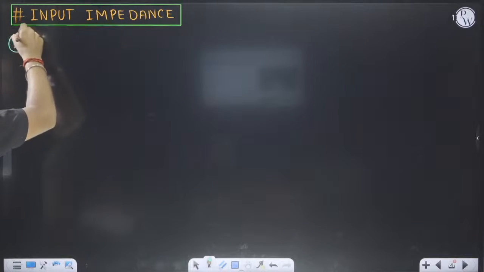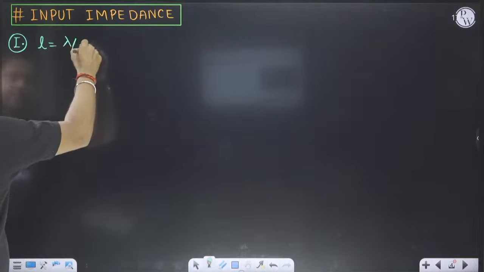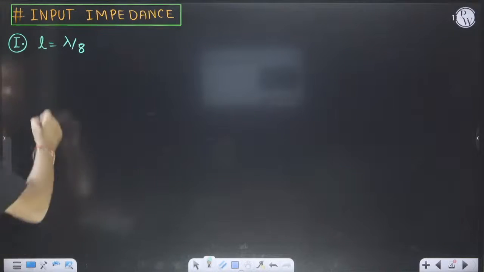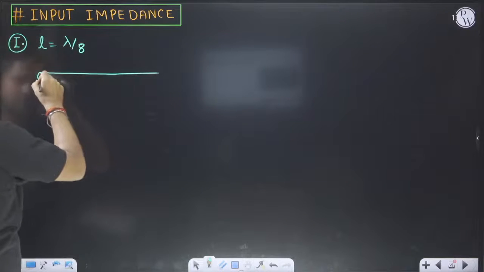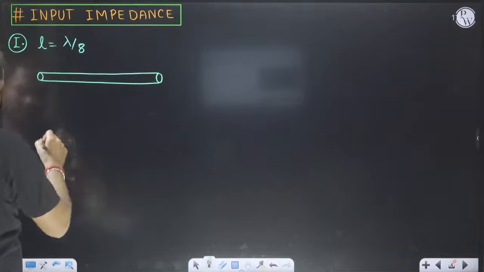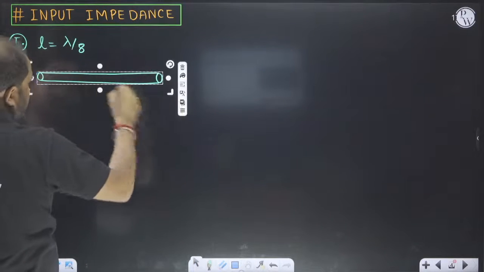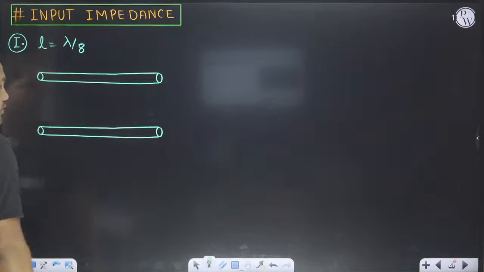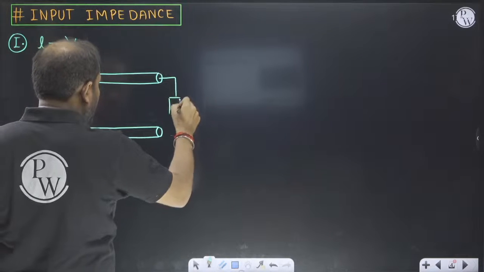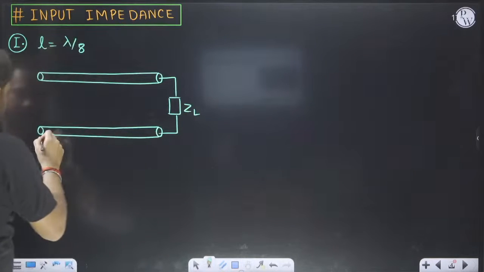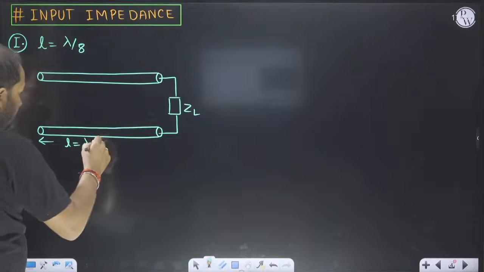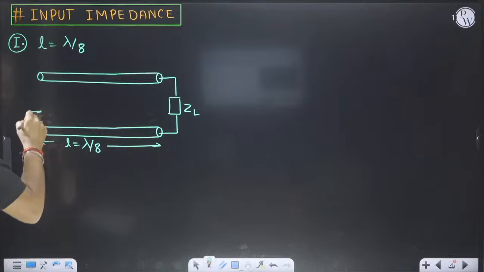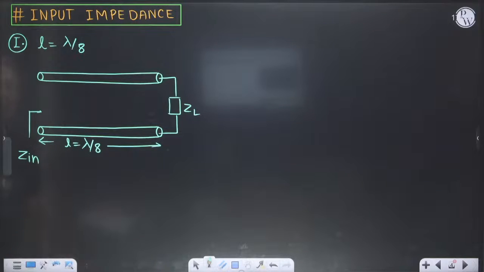First one is when the length of the transmission line is lambda by 8. So this is our transmission line. First one is the inner conductor, second one is the outer conductor, and this is our load ZL, and the length of the transmission line is lambda by 8. So at this lambda by 8, what is the value of input impedance?